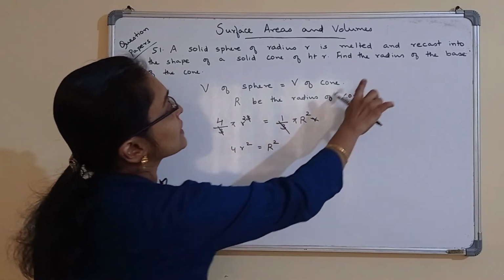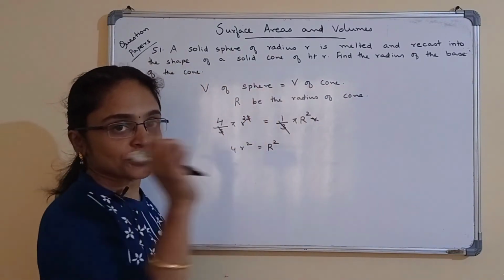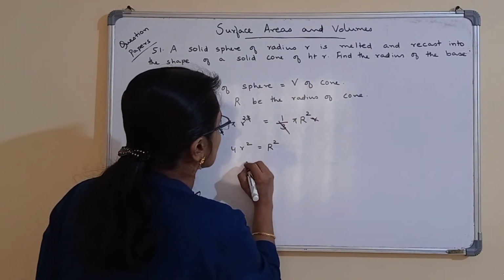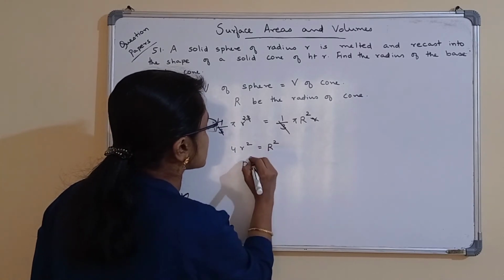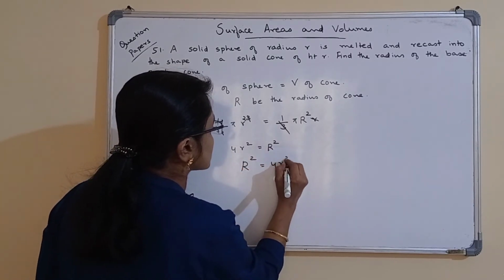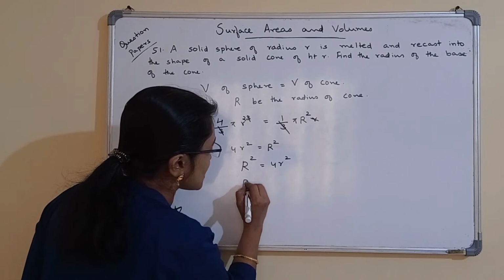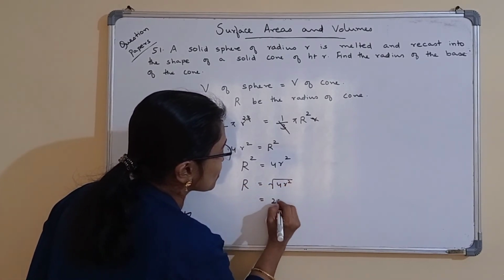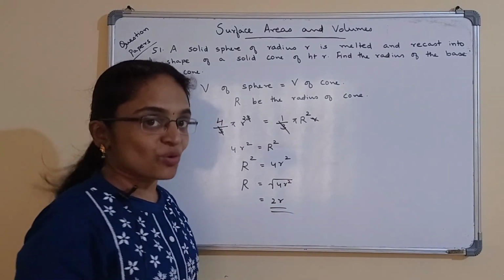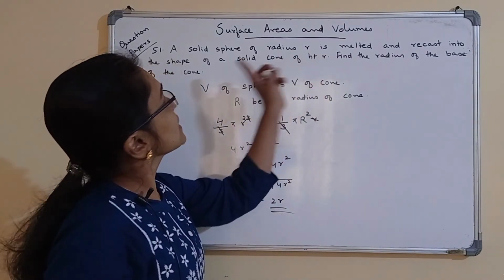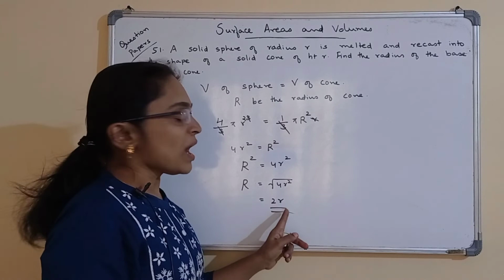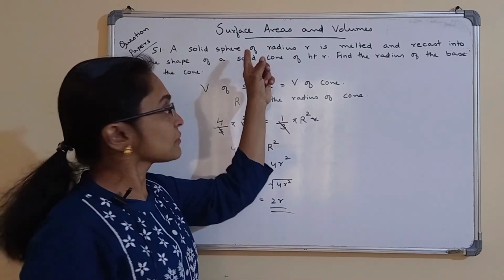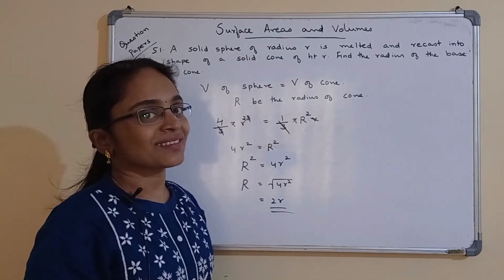And we have to find the radius of the base of the cone, that is capital R. So we got R square, we can write this as R square equal to 4 r square. So what is capital R? R equal to root of 4 r square, which is equal to 2r. So radius of the base of the cone is 2r, that is twice the radius of the solid sphere. Okay.